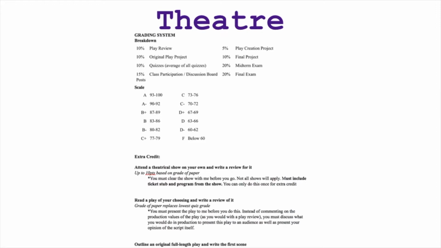The next part of the syllabus, and the only other part we'll be going over, is the grading breakdown. You'll see at the top there, 10% of the grade, you'll be doing a play review. I'll be giving the assignment out later on, but you're going to be writing a 3-page reaction paper to either Antigone or A Doll's House.